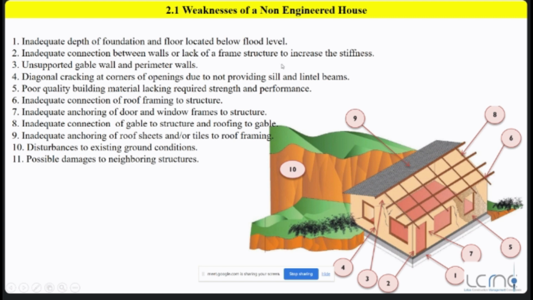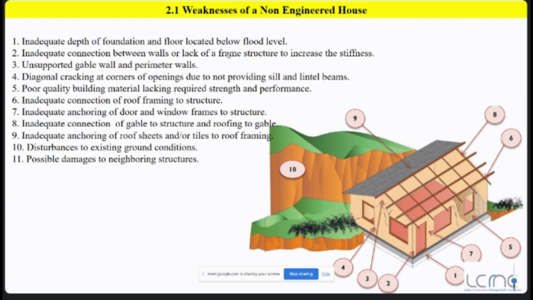This is actually a non-engineered house. Non-engineered house means the house has been constructed without considering any structural criteria. They are not considering the location during the planning phase. They are not much considering the subsoil conditions. They are not doing soil investigation and all. They are just constructing using their own guesswork.